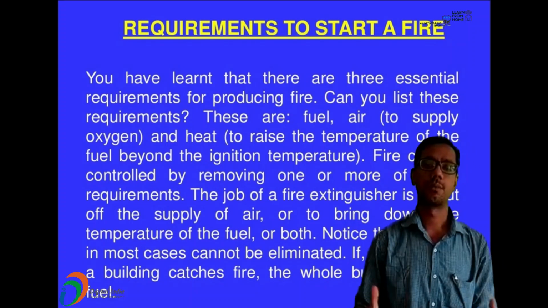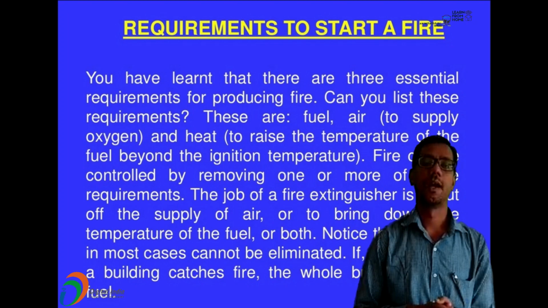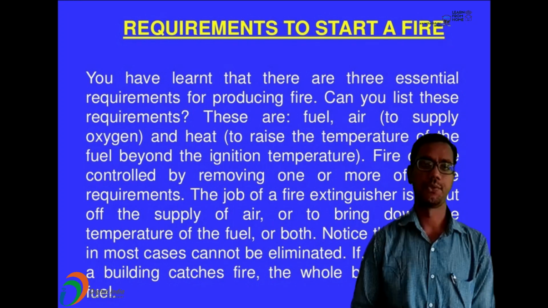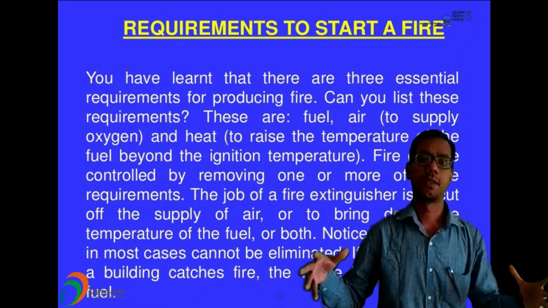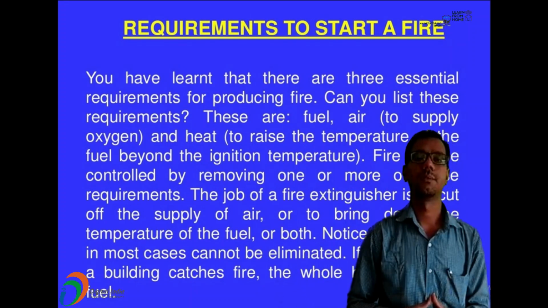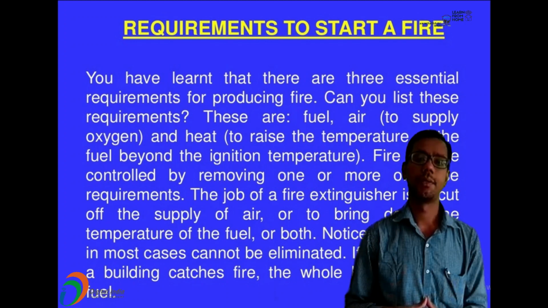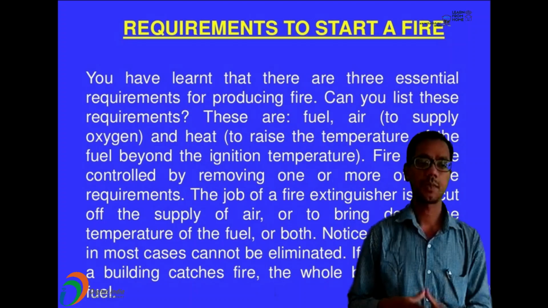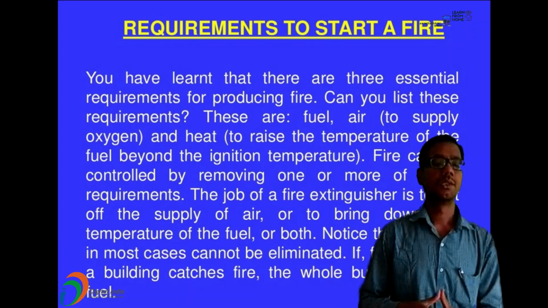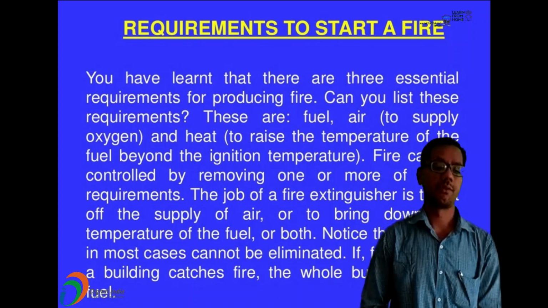Without oxygen it is not possible to burn anything. And the third one is the ignition temperature, or we can call it heat. It is also required. When we summarize all these three parameters, then we can say that the substance can easily burn. See, these are the three essential requirements for producing fire.